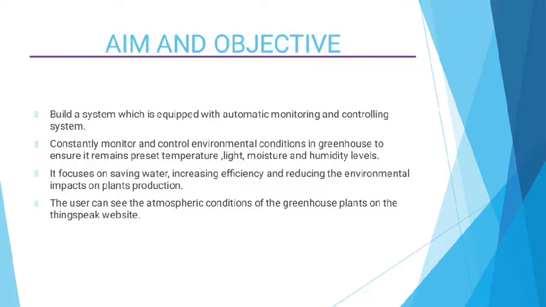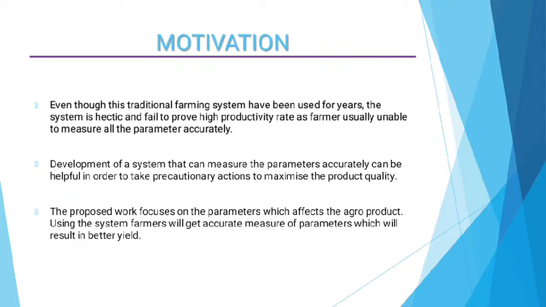Next is aim and objective. In this project, our main aim is to build a system where we can monitor the defined parameters accurately and control them. It also focuses on saving water, increasing efficiency, and reducing the environmental impacts on plant production. And here, the user can see the atmospheric conditions of the greenhouse plants on the ThingSpeak website.